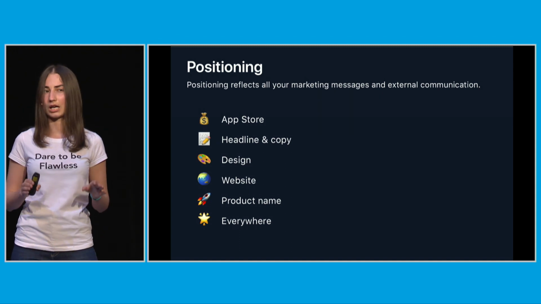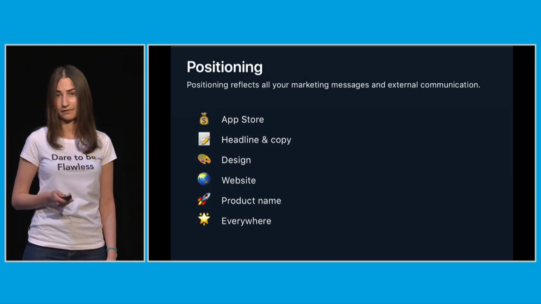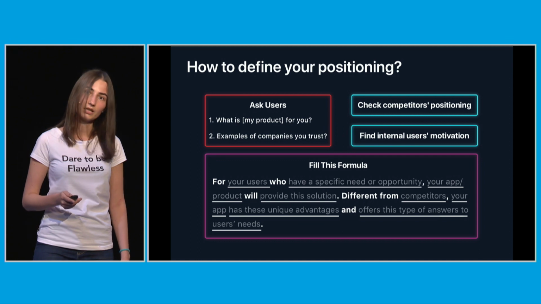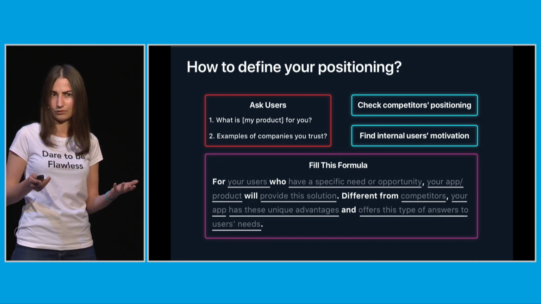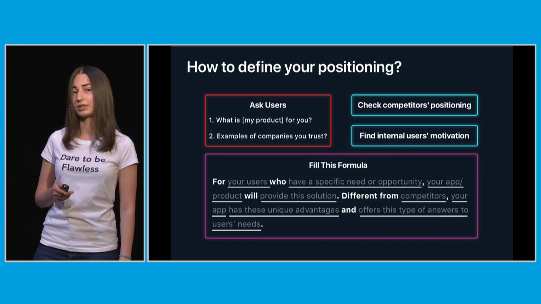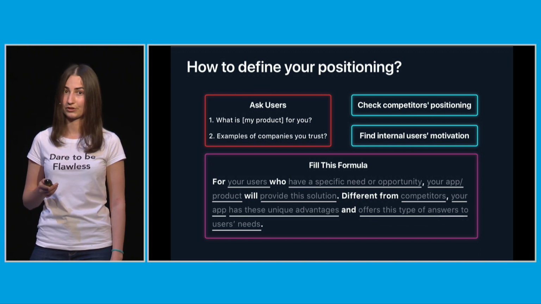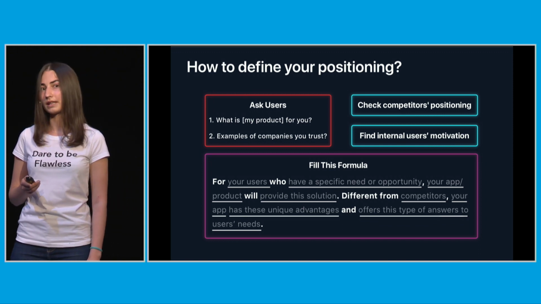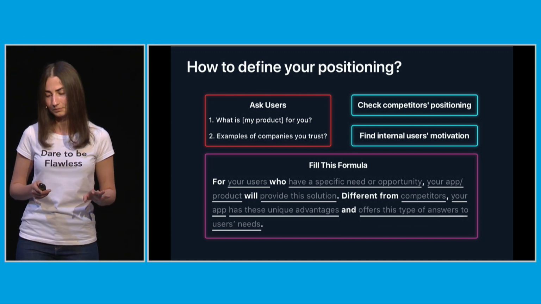So how to craft those 2 sentences? How to define who you are? You have several techniques. Firstly, during your user research, ask people, why have you decided to try my app? What does it mean for you? Ask people what other tools or apps they admire. Check competitors' positioning.